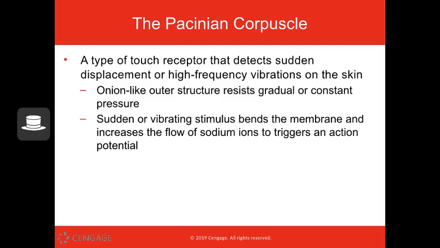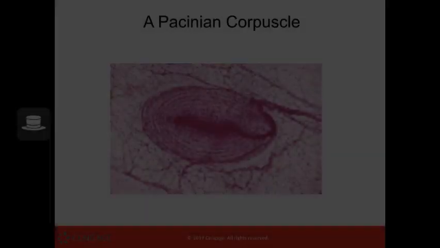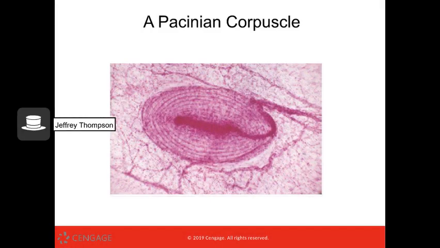So the Pacinian corpuscles have an onion-like outer structure that resists gradual or constant pressure. Sudden or vibrating stimulus bends those membranes and increases the flow of sodium ions, which, as you know, is going to trigger an action potential. Not an onion. That's a Pacinian corpuscle.